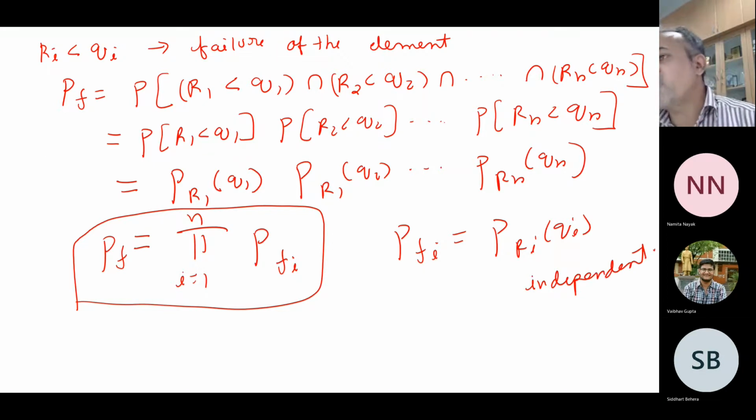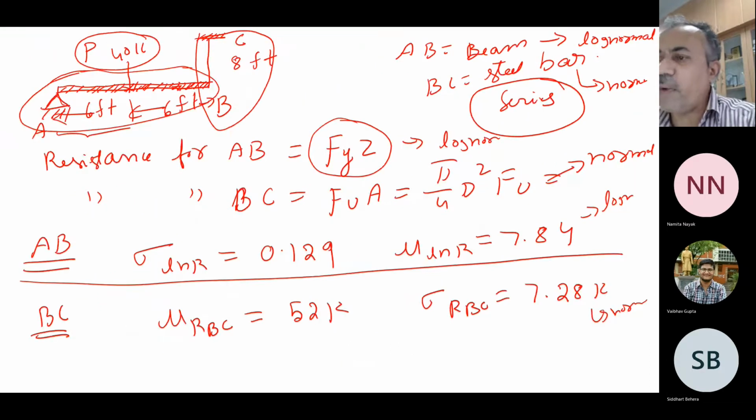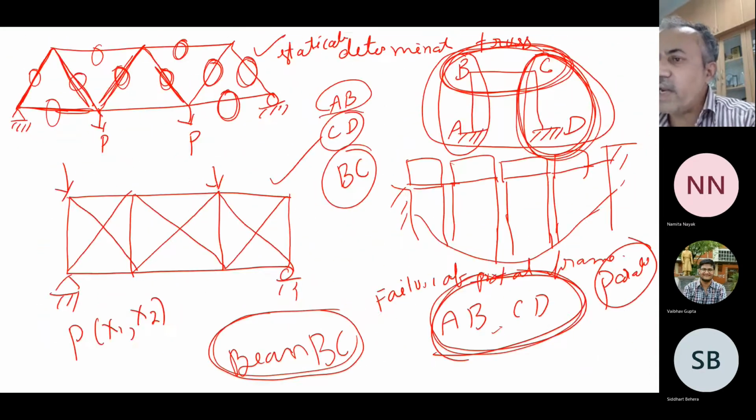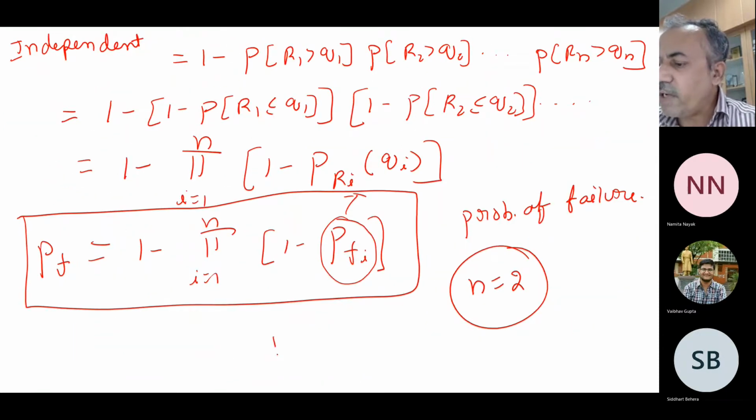See, the thing here is what happens in reality. The things will not be independent. Correlation is one thing. Suppose you take a truss here. This element and this element are there. Sometimes the probability of this member's failure, given that the next member fails, also you have to calculate. The conditional probability will be there.